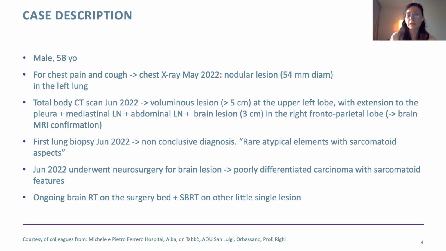So here we have, let's say, two features that are not in contrast, but it's a poorly differentiated lesion that is also showing, together with epithelial elements, some sarcomatoid flavor. And the origin of this tumor was supposed to be actually the lung, based on some immunohistochemistry that was staining positive for TTF1 marker. Based on that, the patient started radiotherapy on the surgery bed and also on the other lesions that were detected.